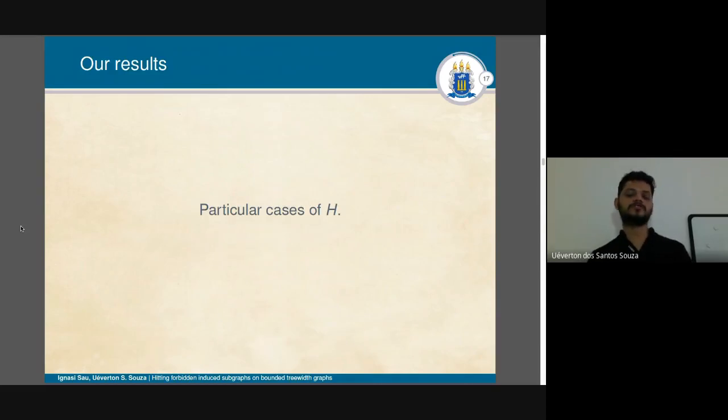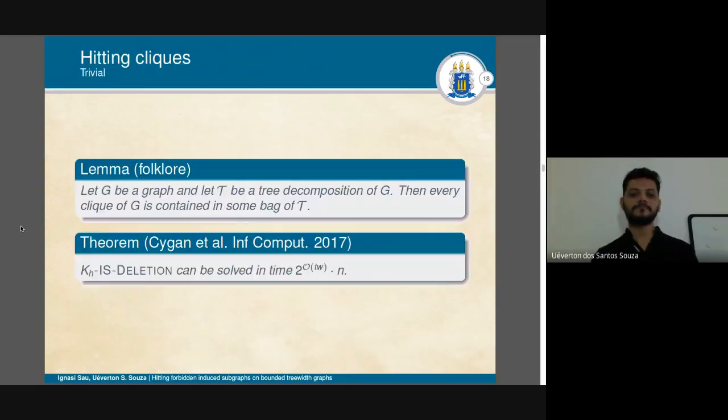Now we start to consider some particular cases of H. The first one are the cliques. If you are interested in K_H induced subgraph deletion, then we must observe that any clique of a graph must appear inside a bag of the decomposition of the graph. Then we don't need to store additional information to check the occurrence of the cliques. We just need, for each bag, to guess the set of vertices that must be removed.